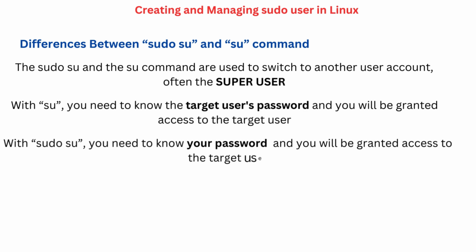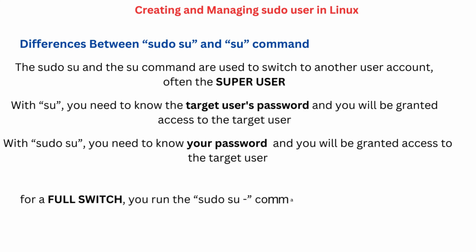So with sudo su, you not only switch to the desired user, but you would also gain high privileges granted by sudo. The sudo su command grants you temporary privileges to execute commands. If you run the sudo su command without mentioning a username, you will become the root user temporarily. Generally, sudo su is recommended for more control, and as I explained, for you to get a full switch, you will also run the sudo su dash command.